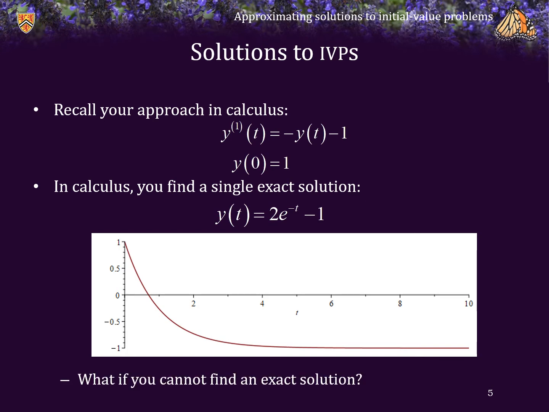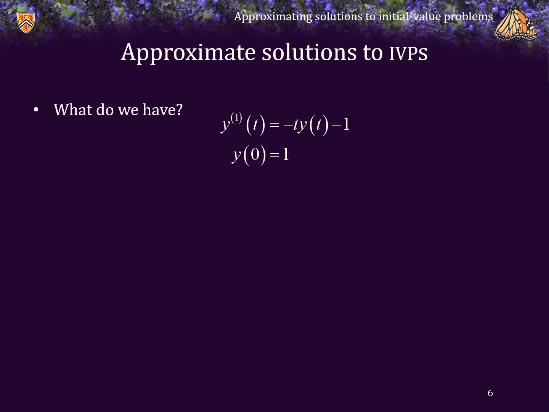What happens if you can't find an exact solution that is true for all time? Can we find an approximation that is true for all time? Well, we can't actually use such an approach. Instead, we're going to have a different approach.